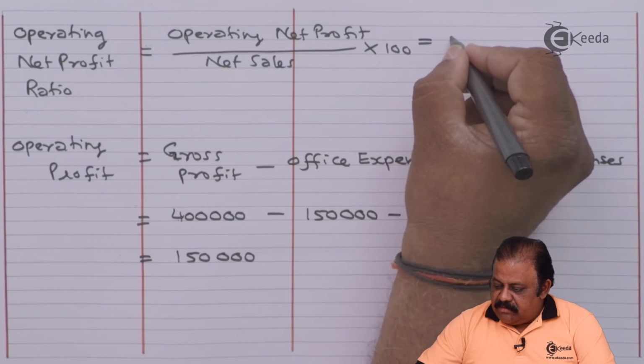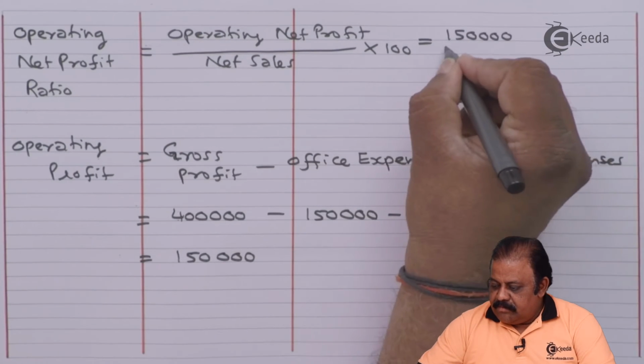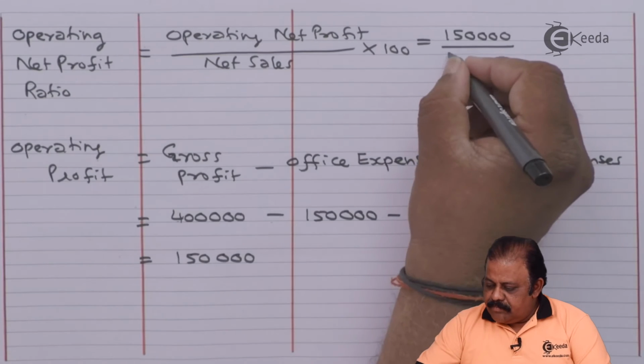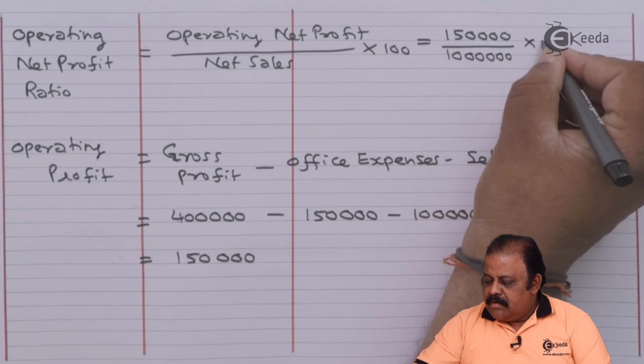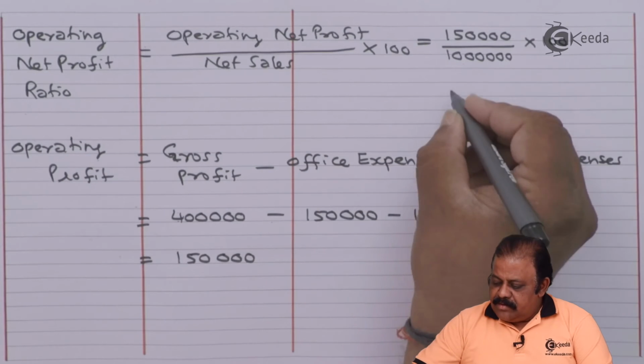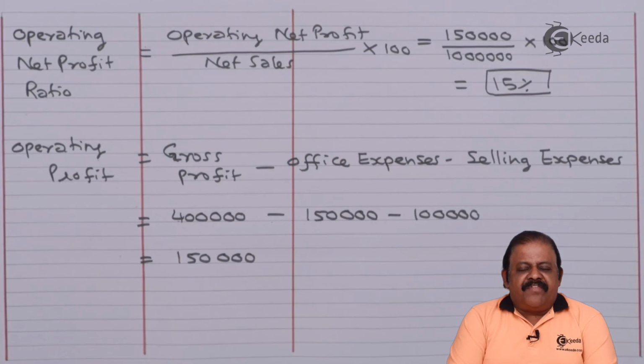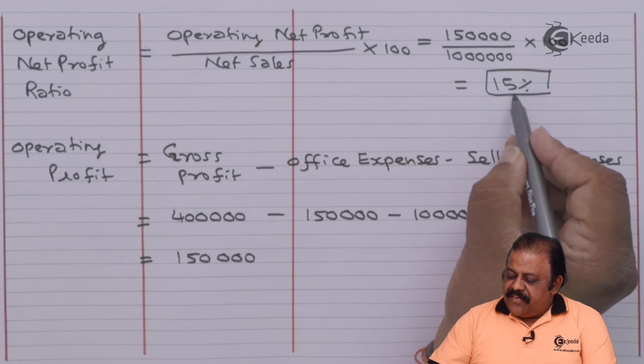Operating net profit, 1 lakh 50,000 divided by sales 10 lakhs multiplied by 100. So the operating profit ratio comes to 15%.